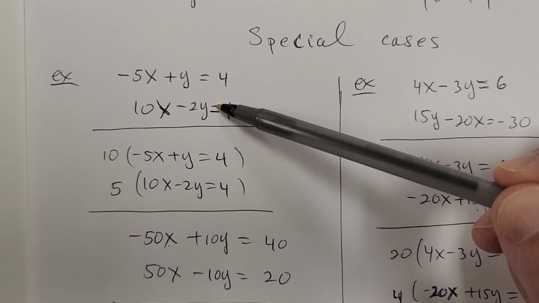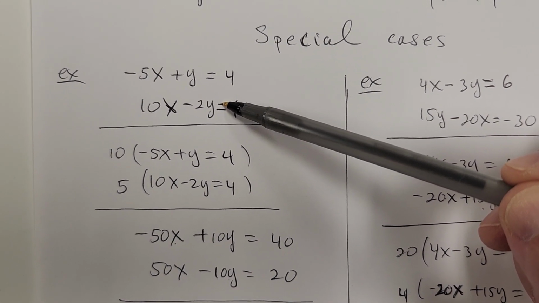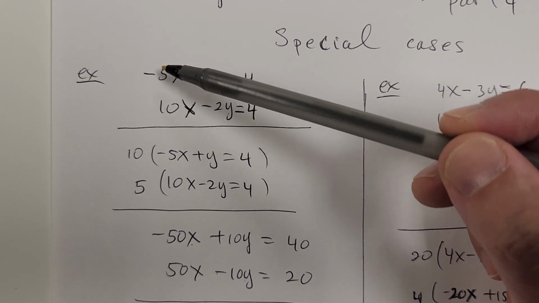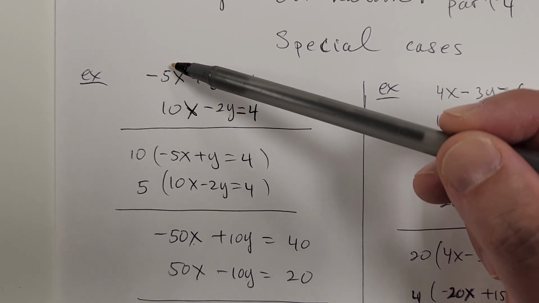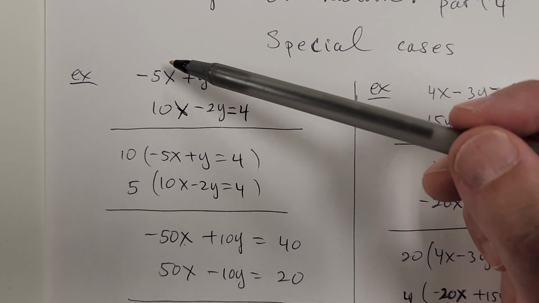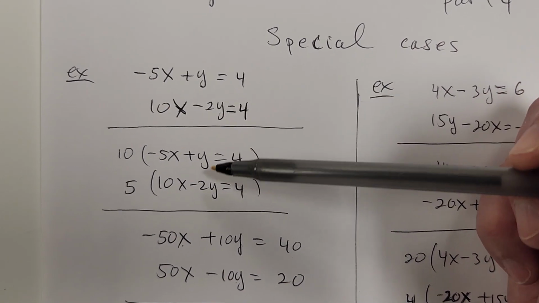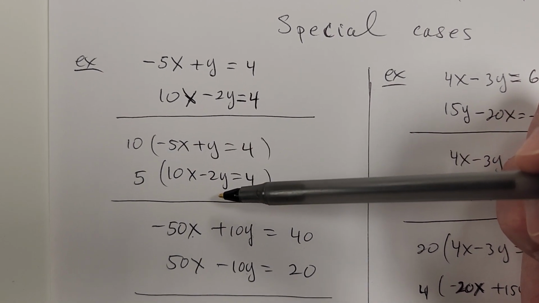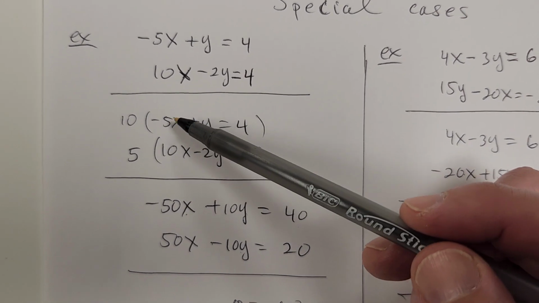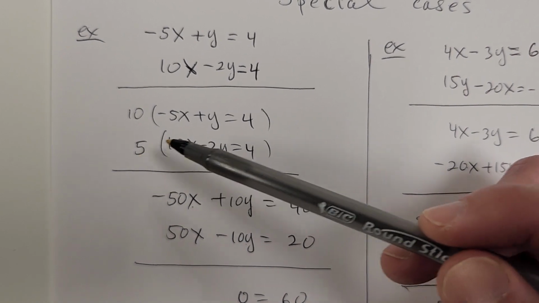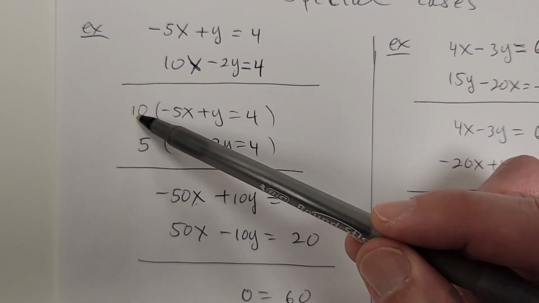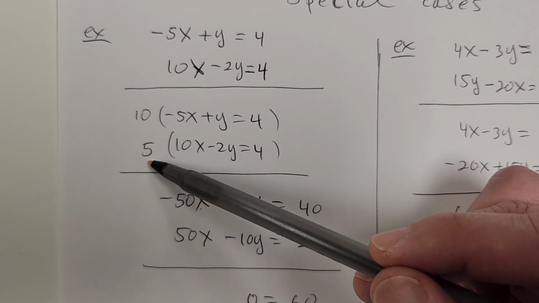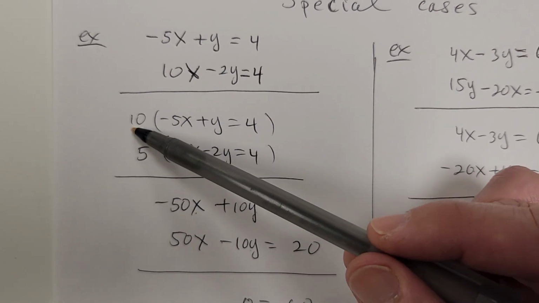Again, follow the rule, same value, opposite sign. As you can see, this is a 5, this is a 10. They are not the same. So we borrow each other. First of all, we rewrite the equation again so we can see the changes. So borrow the 5, put it in the bottom. Borrow the 10, put it on top.